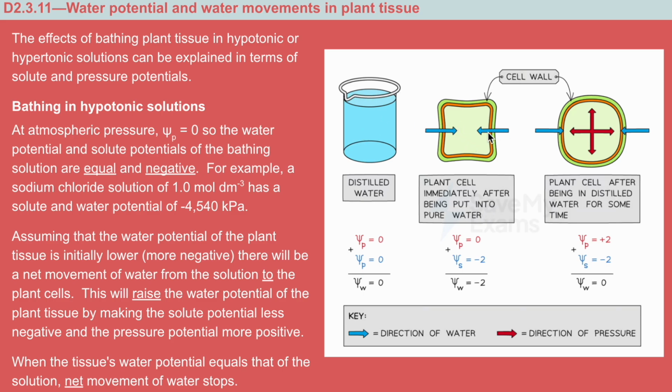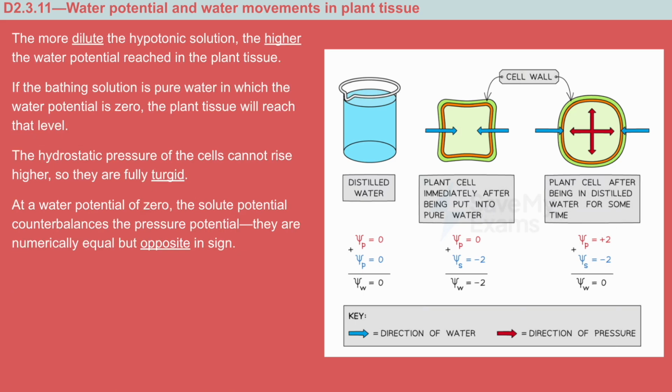We're going to see the water immediately begin to move in due to osmosis. So we're going to increase the pressure inside as there's more water moving in. Here we can see the pressure potential is going to keep increasing until this balances out, and so we have a water potential of 0 after some time of being in the water. That's just what we have here. If the bathing solution is pure water, where the water potential is 0, the plant tissue will reach that level.